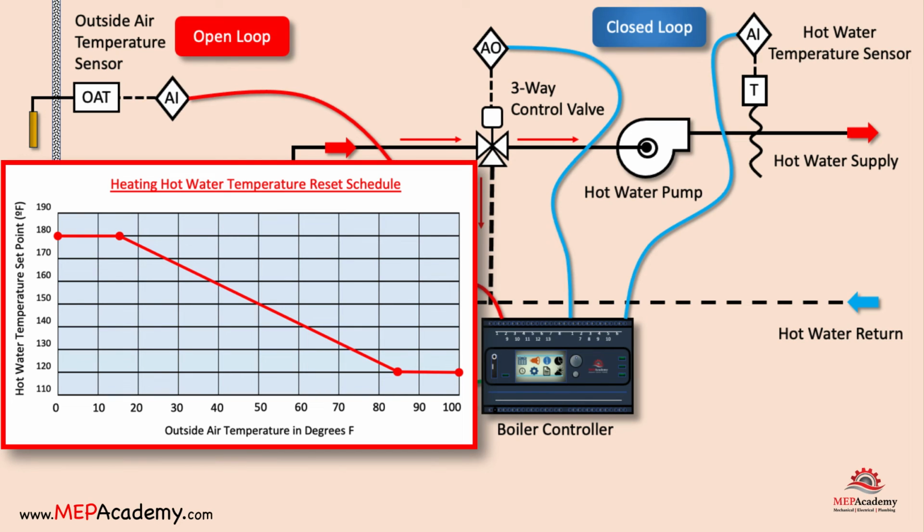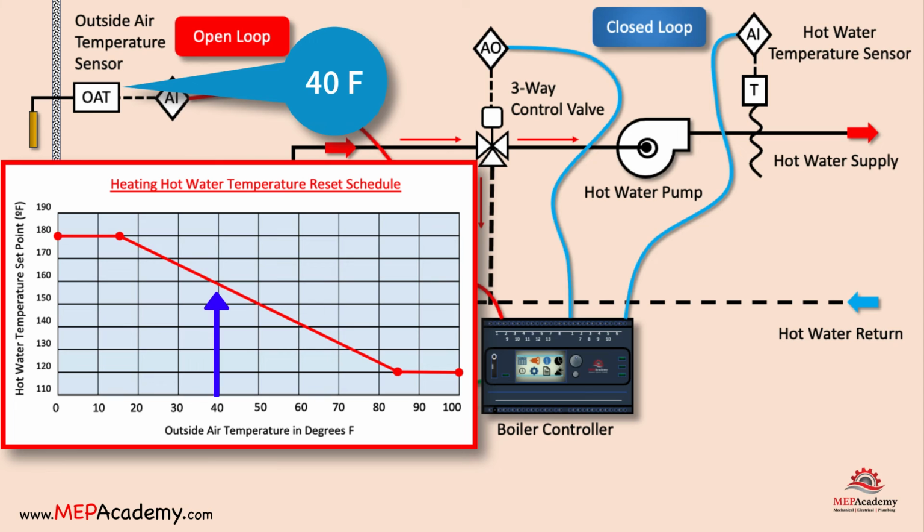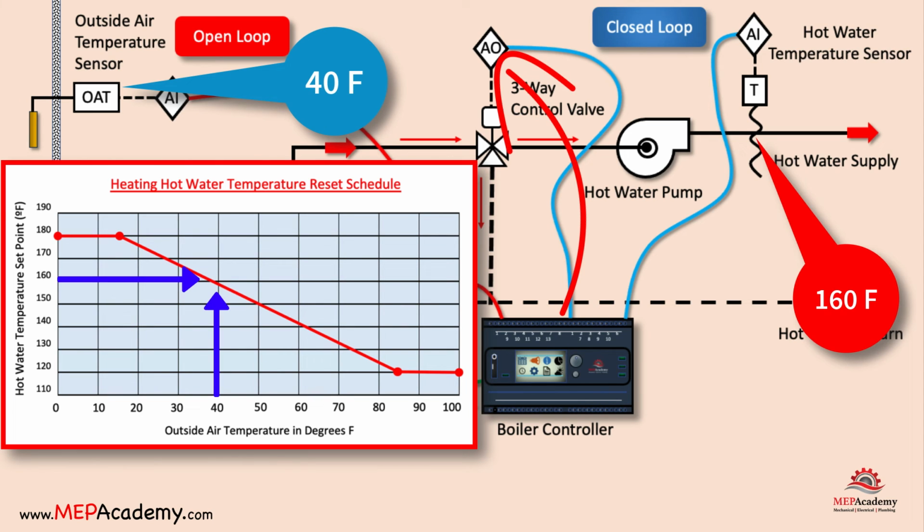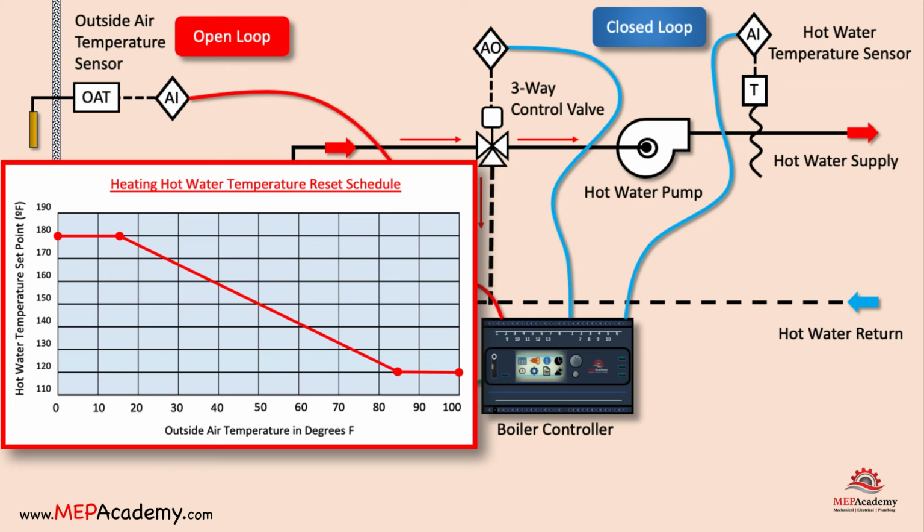When the outside temperature is lower, indicating colder weather, the controller will adjust the boiler supply water temperature upwards based on the reset schedule, and then instruct the three-way valve to allow more hot water to flow into the system, increasing the temperature of the heating medium. Conversely, in milder weather, the controller may adjust the three-way valve to allow less hot water into the system, thereby reducing the temperature of the heating medium.